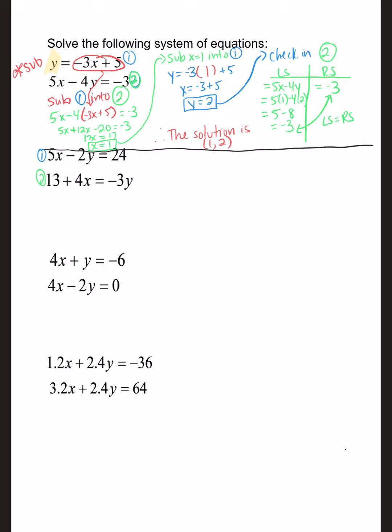Now, if we can easily isolate a variable, then we should use substitution. But when I look at this, if I tried to isolate for y, I'm going to end up having to do some division, which is going to leave me with some fractions in either equation 1 or equation 2. Equation 1 looks like I already have my x's, my y's, and my constants in the right place. I just have to do a little bit of rearranging in equation 2. So for that reason, I'm going to say let's use elimination for this one.